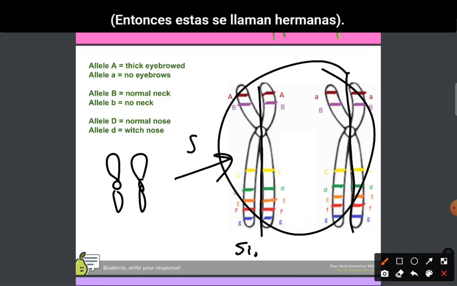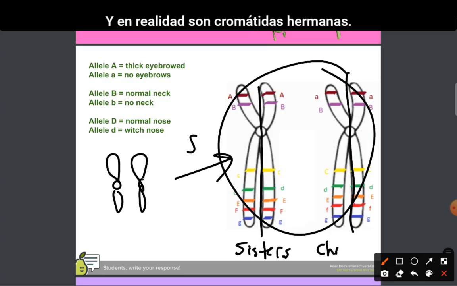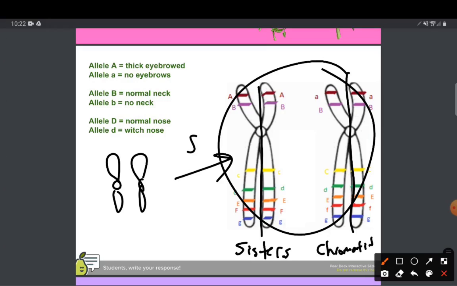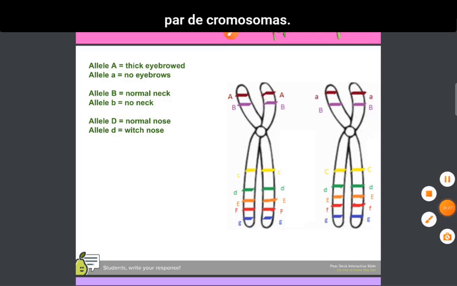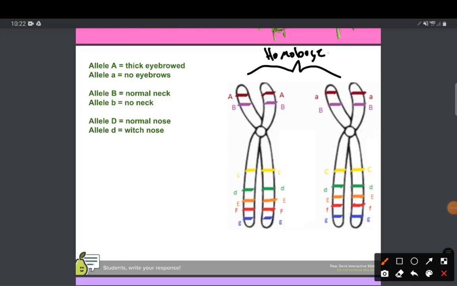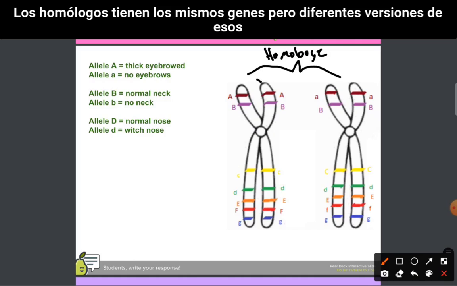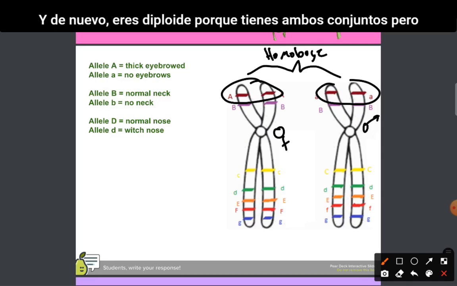So these are called sisters. And they're actually sister chromatids. Chromatids have the same gene and same allele, whereas a pair of chromosomes, so these together would be called a homologue. Homologues have the same genes, but different versions of those genes. And that's because this one would come from mom, this one comes from dad.